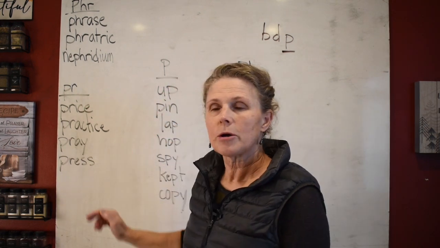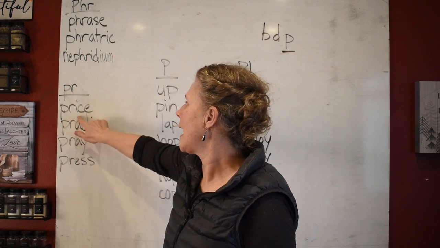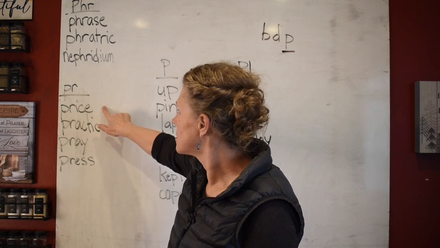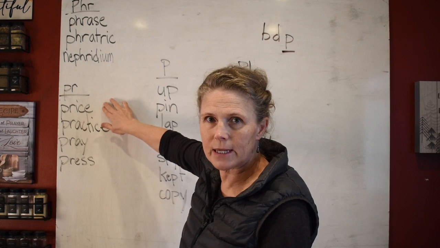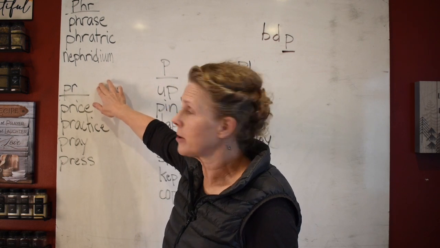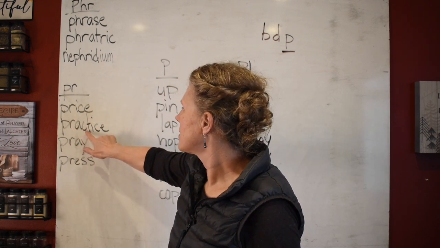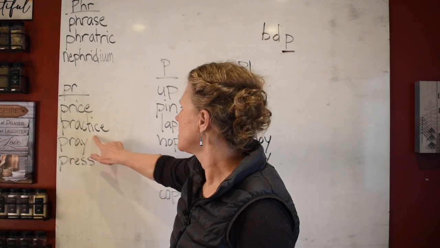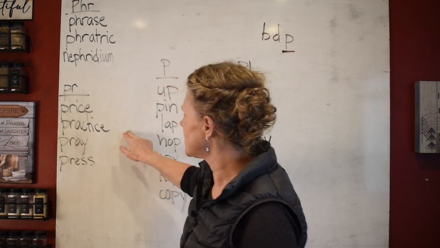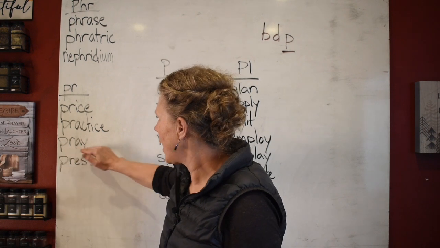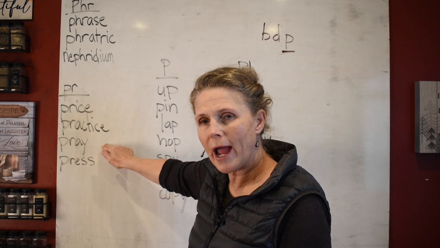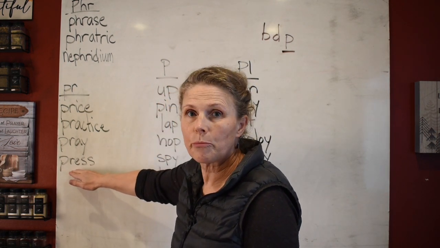So we're going to say per, ice. Price. Okay, this is a word that we use all of the time in the English language. We're just going to know that that's per. Practice. So now we'll break these apart into syllables. Practice. Pray. Pray. And press.